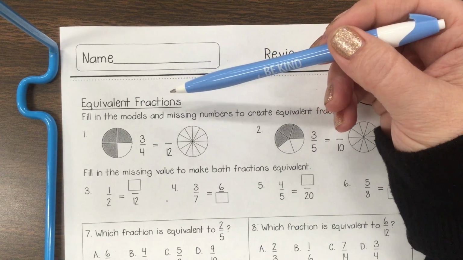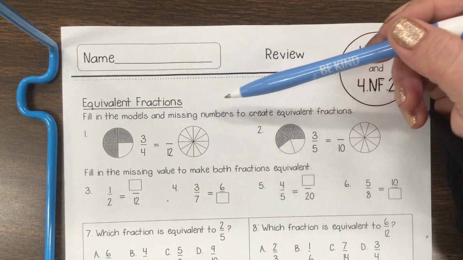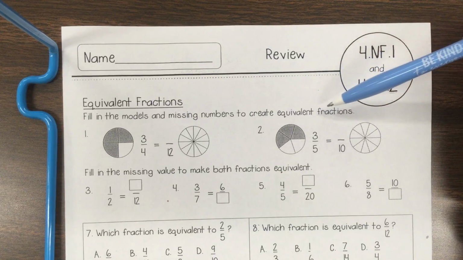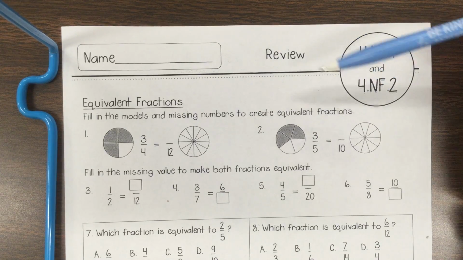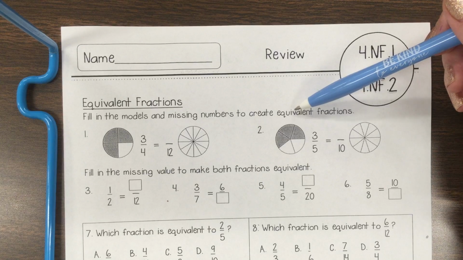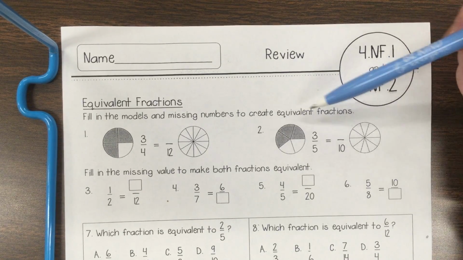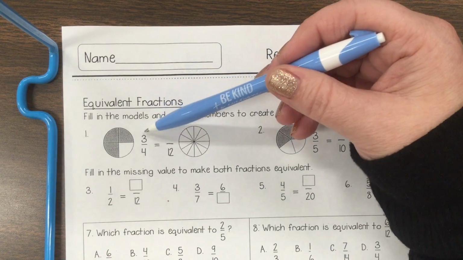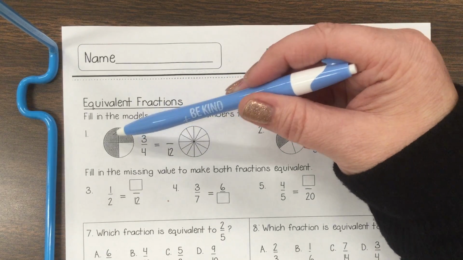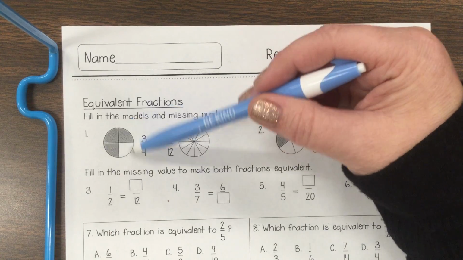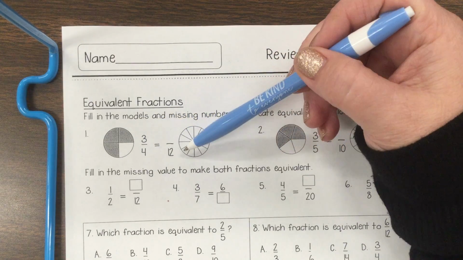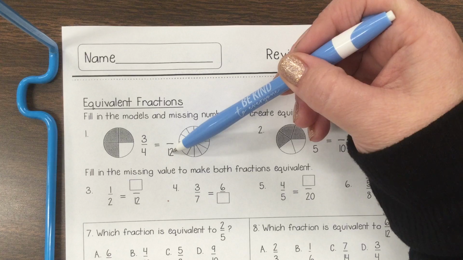Equivalent fractions. Fill in the models and the missing numbers to create equivalent fractions. This is a review for us, so you should be able to remember that equivalent fractions means that they are equal. So we're making equal fractions. If something is 3/4, notice that 3 of the fourths are shaded in here. What would that equal with 12ths?